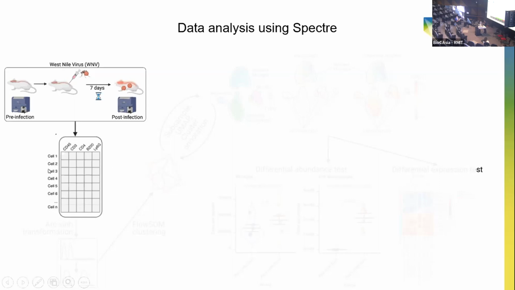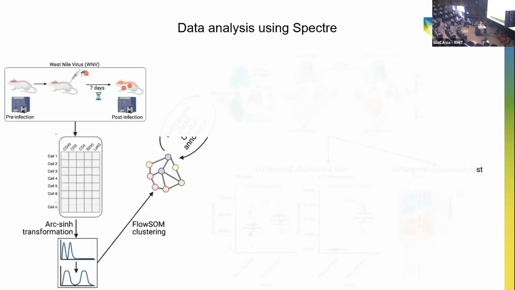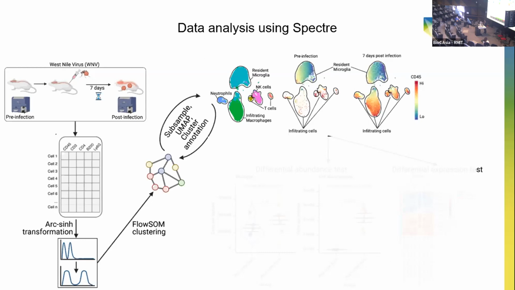This is cytometry data. Again, we do arcsinh transformation, we run FlowSOM to cluster the data, and then we subsample, run UMAP, do cluster annotation, and we resolve 5 different cell types, as you can see here. And then when we compare the pre-infection and 7 days post-infection, just from the UMAP alone, we can see that there hasn't been that much change in the resident microglia population, but a completely different story for the infiltrating immune cells. We see a massive increase in their numbers 7 days post-infection.